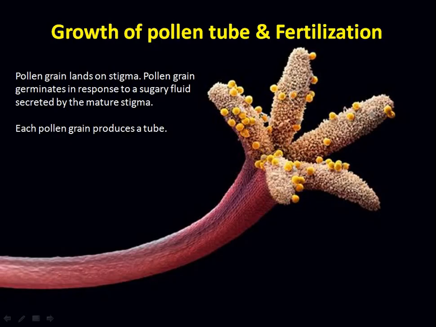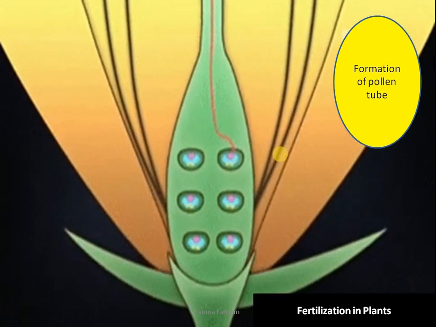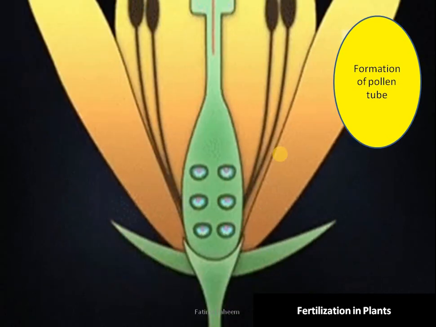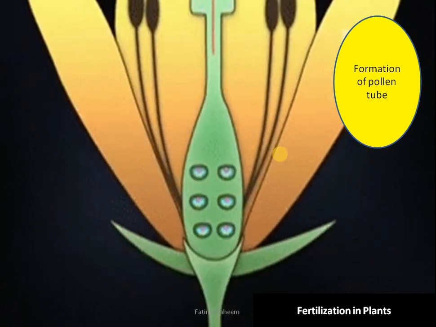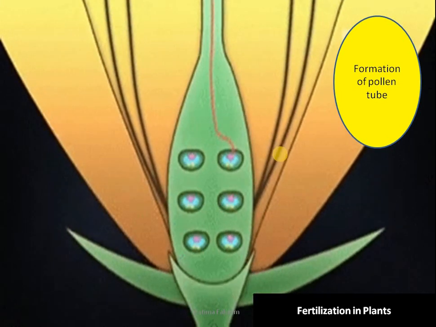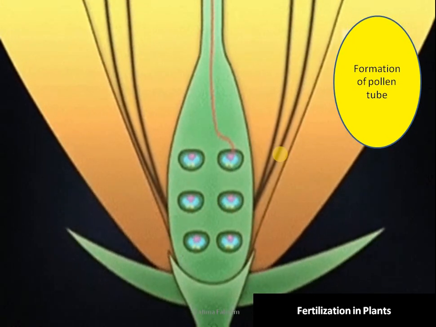So here in this diagram, you can see that the stigma has received many pollen grains. Remember that the pollen grain, while landing on the stigma, starts to germinate in response to a sugary fluid which is secreted by the mature stigma. Each pollen grain will start to produce a tube, which is called a pollen tube. Here in the animation, I have tried to show you the same thing, where a pollen tube is generated from a single pollen, coming all the way from the stigma to the style, then entering into the ovary and going inside the ovule, which contains the female gametes.